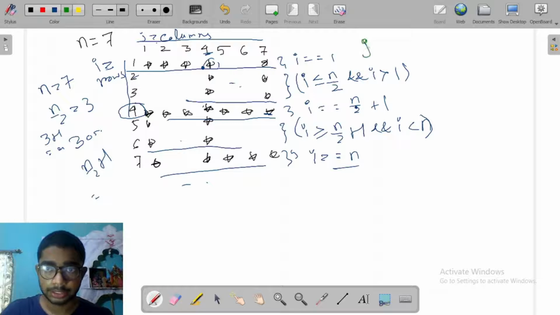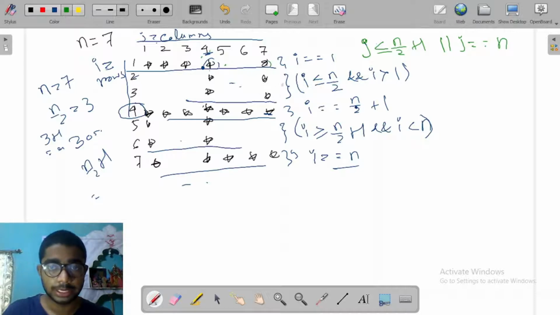When j's value is less than or equal to n by 2 plus 1, or j is equal to n, then we are going to print the star. See, j is less than or equal to n by 2 plus 1. What is n by 2 plus 1? That is 4. So less than or equal to n by 2 plus 1 means 1, 2, 3, 4. Then we are going to print these stars. And when j is equal to n, then we print these stars.